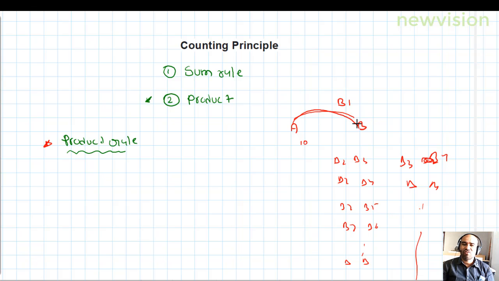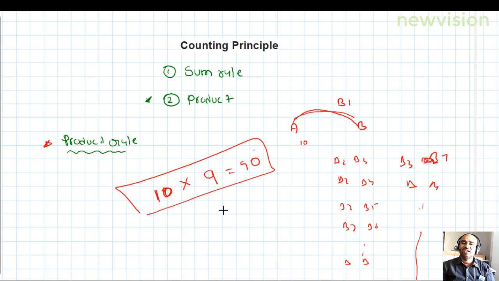First, he has 10 chances, 10 bus choices. He wants to travel from A to B, he has 10 chances. He can use B1 or B2 and so on up to B10. 10 ways he can travel from A to B. Okay, now you want to return from B to A. You have only 9 chances, because you can't use the bus that was used from A to B. So the second operation, the return journey, you can perform in 9 ways. These two successively you can perform in 10 into 9, 90 ways. That means he can travel 90 different ways from A to B and return from B to A.